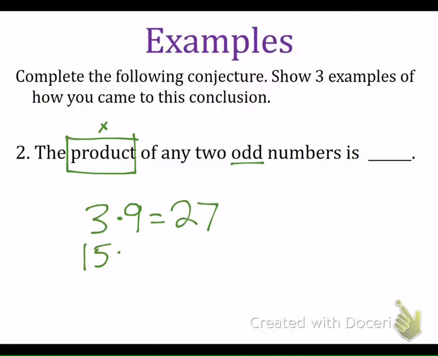3 and 5 is 15. 5 and 7 is 35. So every product of 2 odds on our list is what? Also odd. Good. And then pause. See if you can catch yourself. Can you come up with something that proves that our conjecture isn't right? No, I think it's right. I just want you to pause and see if you can catch yourself.